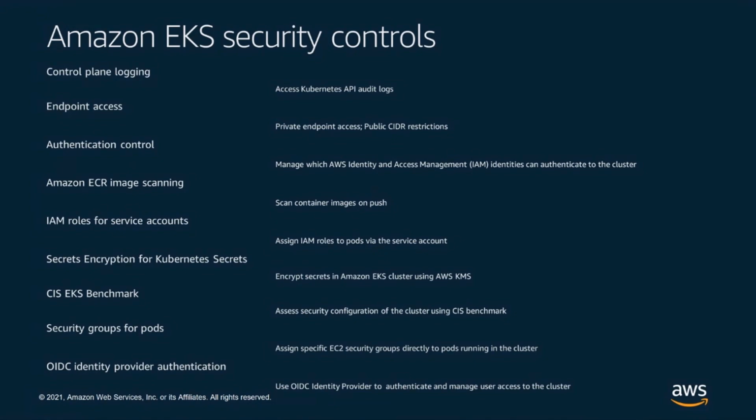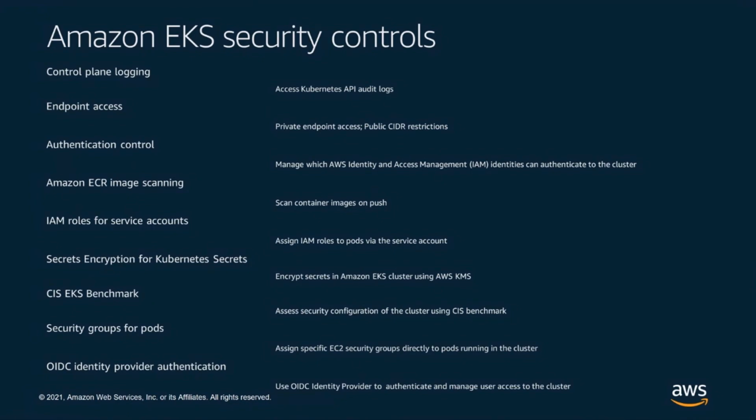Another feature that we offer is access control, or authentication control, so that when you talk to the Kubernetes cluster as a user, you are using your AWS IAM identity. We give you the ability to say which AWS IAM users can access the EKS cluster. We'll dive into this a bit further shortly.